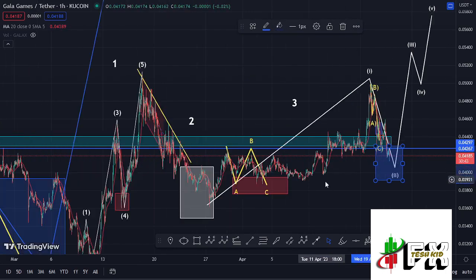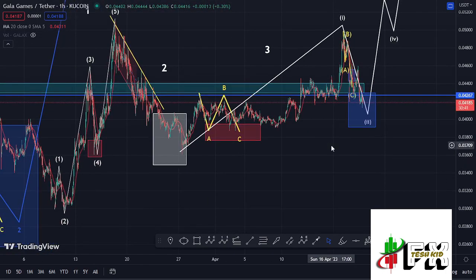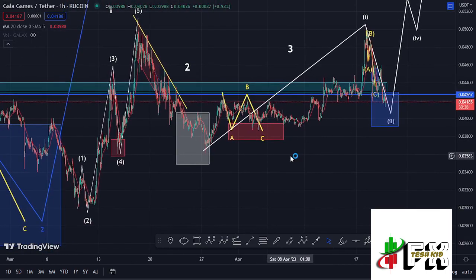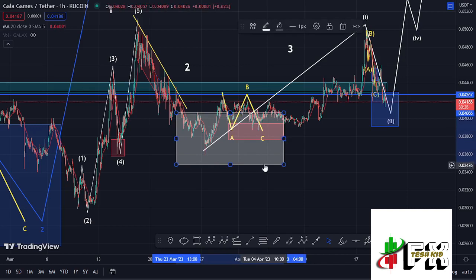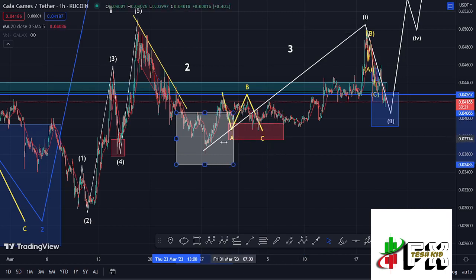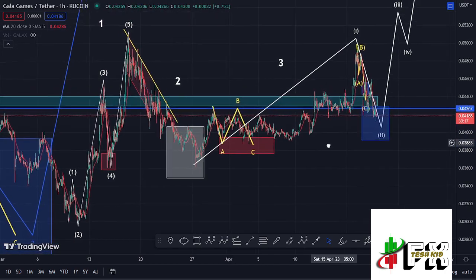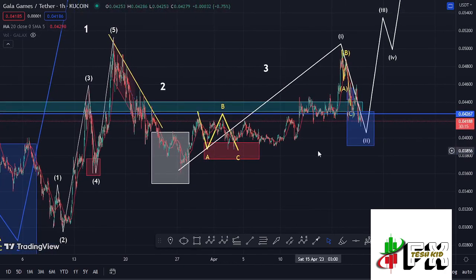And on the worst case scenario, in case we lose that blue target area, then there are high chances that we are going to unlock an even more bearish scenario here on the Gala Games chart, which could send us into this white target area down here, where the lower bound is at around the $0.03493 mark. So that is what we can expect on the worst case scenario here on the Gala Games chart, and that is what I'm also expecting on the short-term scenarios.